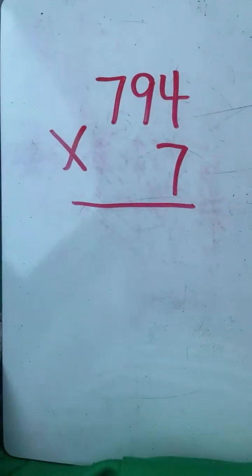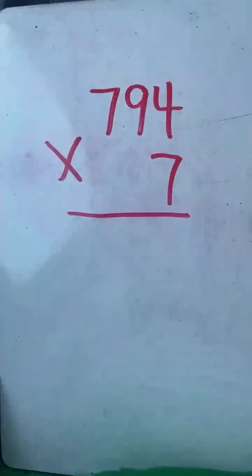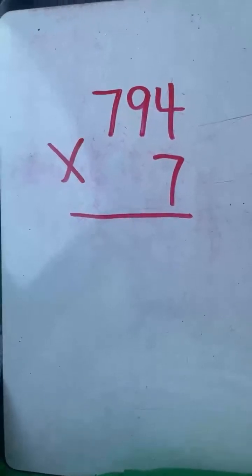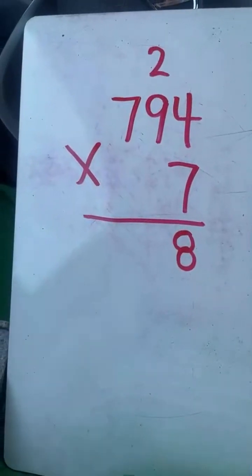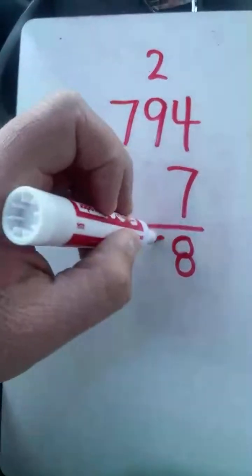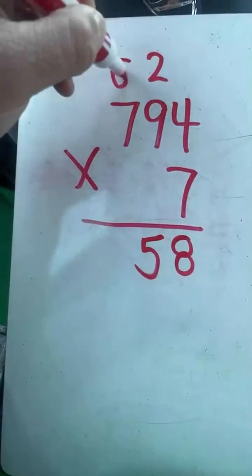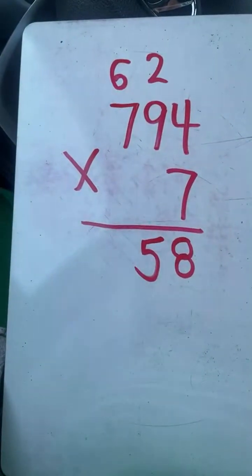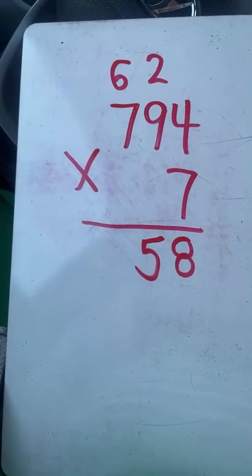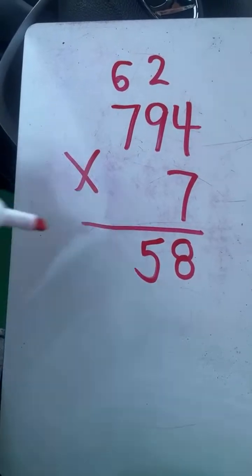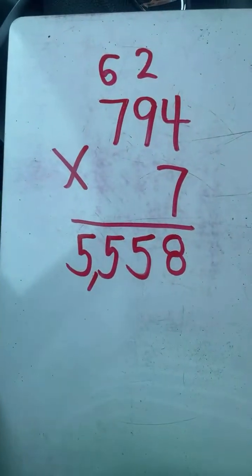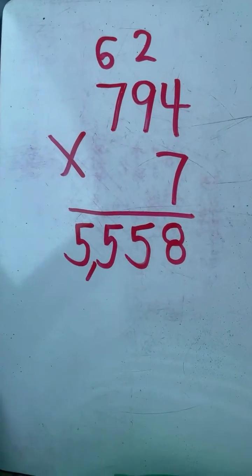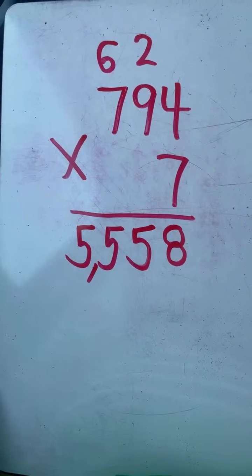All right, 794 times 7. So starting in the ones place, 4 times 7 equals 28. 8, carry the 2. 9 times 7 equals 63, plus 2 equals 65. 5, carry the 6. 7 times 7 equals 49, plus 6 equals 55. And we have our final answer. 794 times 7 equals 5,558.